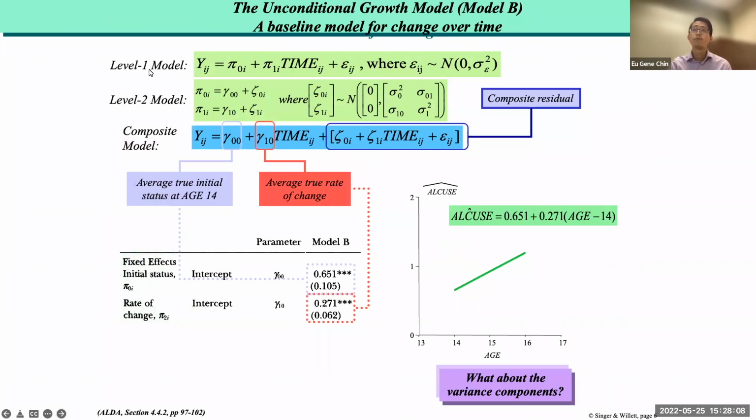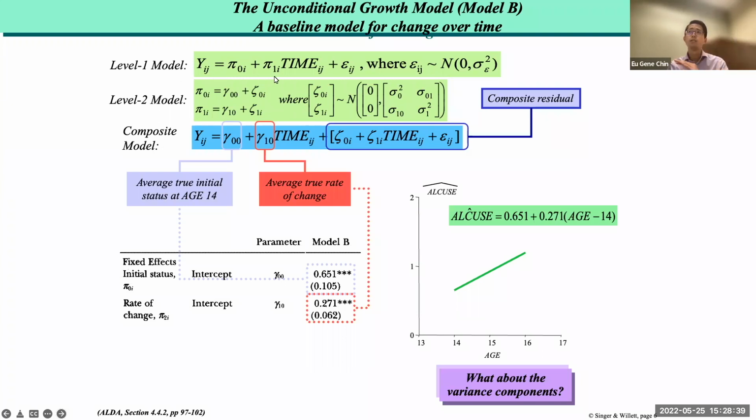We've got the usual similar components of the multilevel model: the level 1 submodel, the level 2 submodel, and the composite model. The composite model is basically a combination of the level 2 and level 1 models. This is what happens if we define pi subscript 0i and pi subscript 1i with these level 2 parameters over here in the level 1 submodel. You multiply them and expand them, and you get the composite model.